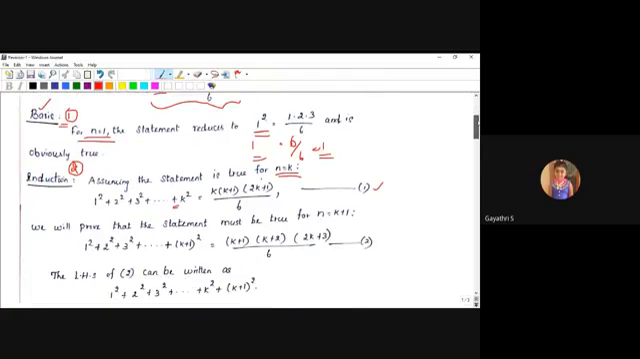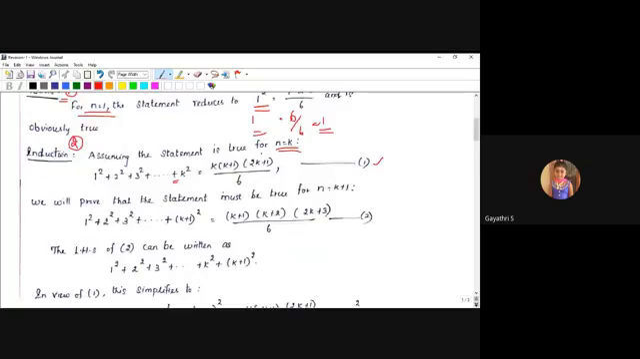So we will prove that the statement must be true for n equal to k plus 1. The previous statement, equation number 1, is true for n equal to k. If it is true for n equal to k, based on the induction, it will also be true for n equal to k plus 1. Okay, so this is the principle of induction.